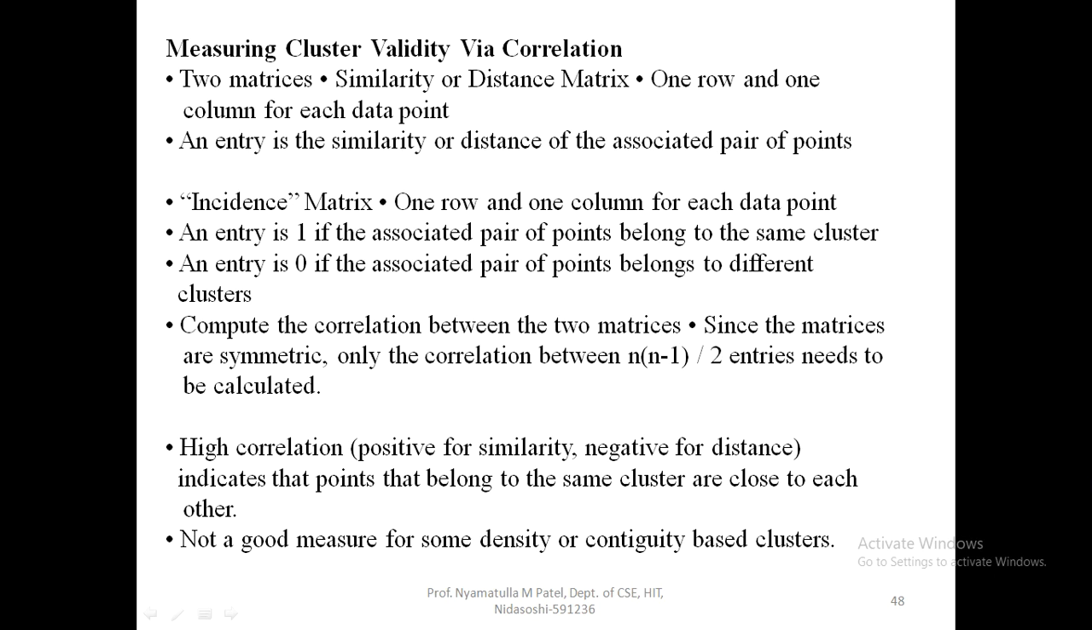High correlation is positive for similarity and negative for distance. If you want cluster validity, you use correlation. For similarity you will get positive values, and for distance you will get negative values. It indicates that the points that belong to the same cluster are close to each other. It is not a good measure for density and contiguity based clusters. So cluster validation using correlation is not a good measure if the clusters are based on density or contiguity.